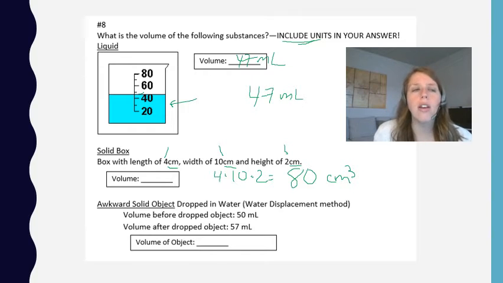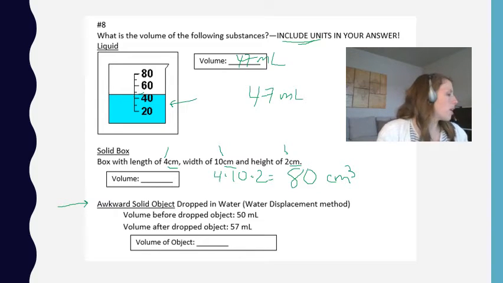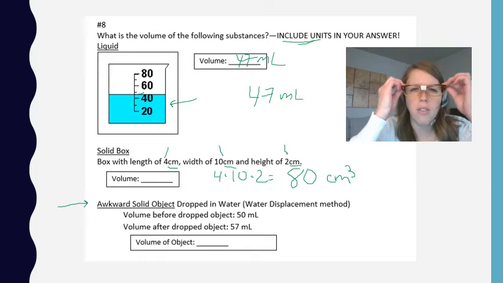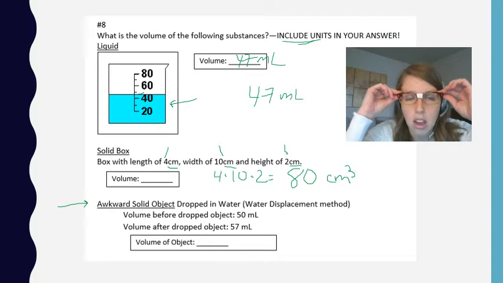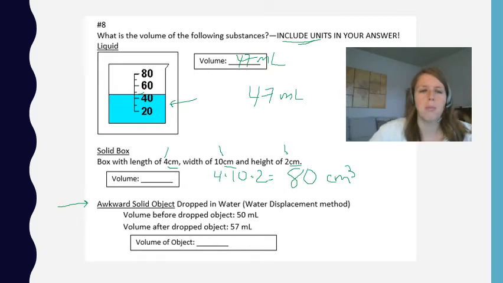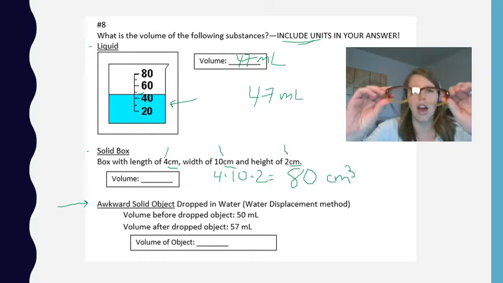Now, there is one more way that we can find the volume of something, and it is through this method called water displacement. So let's say we have a really awkward object. I'm sure I have something around here. Let me grab, oh, I know. How perfect. What if I wanted to find the volume of my glasses? They're super awkward. I can't pour them into a cup to get a volume, it's not a liquid, and it's not a box. I can't take the length and the width and the height of these.